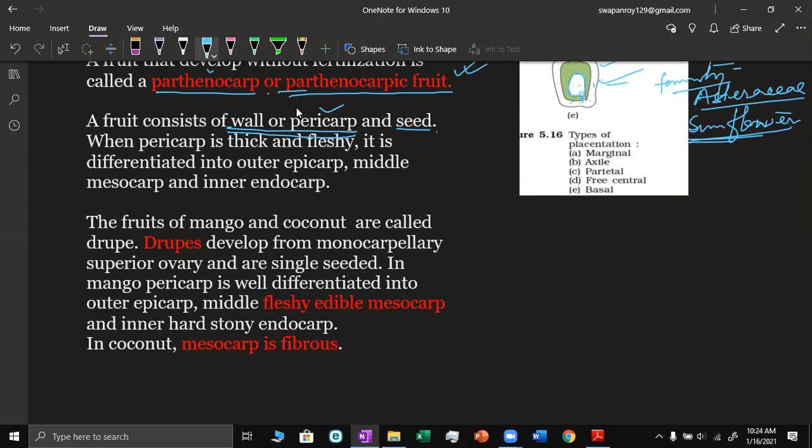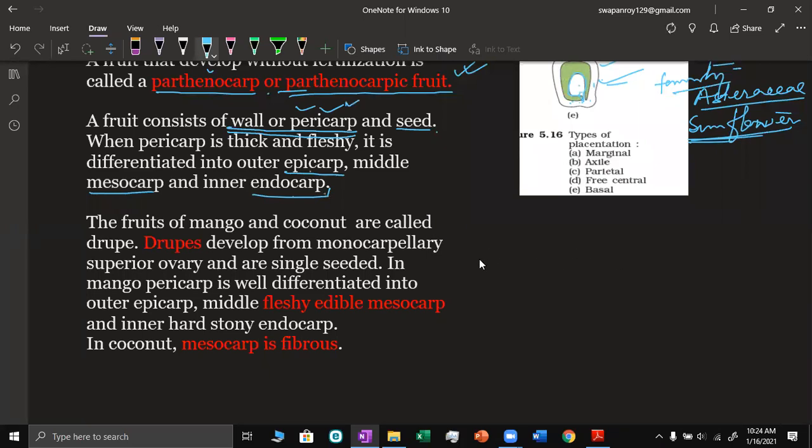This pericarp sometimes is differentiated into epicarp, mesocarp, and endocarp. But in all fruits, these three parts may not be distinct. In some fruits it is distinct, in others it is not very distinct. But pericarp is made of epicarp, mesocarp, and endocarp.